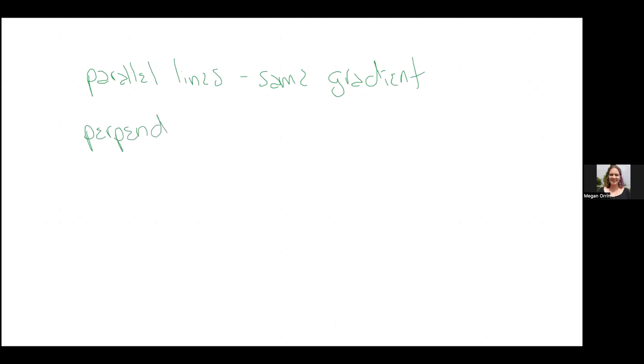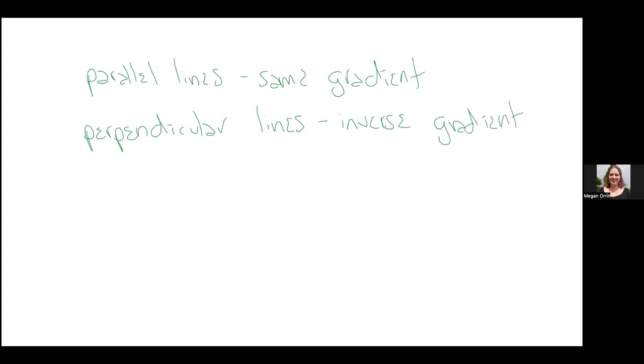Okay, what do you know about parallel lines? Good, same gradient. Amazing. What do you know about perpendicular lines? Inverse gradients. Perpendicular lines have inverse gradients. So let's do an example of that.